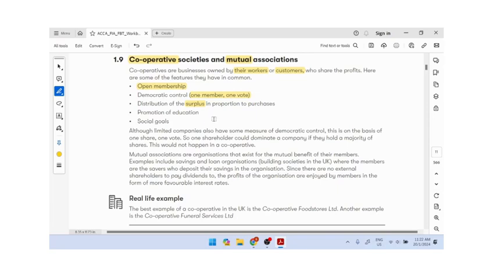So as you can see, they also compare with limited companies. They are similar to limited companies because of democratic control, like the shareholders holding shares. Then they also have votes, but the shareholder can have many votes. But here, in a cooperative, you only have one vote.